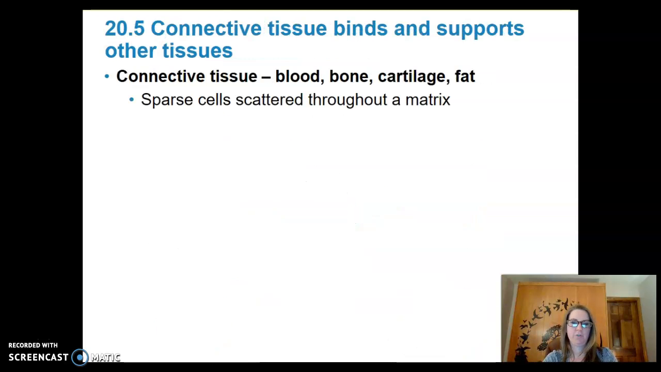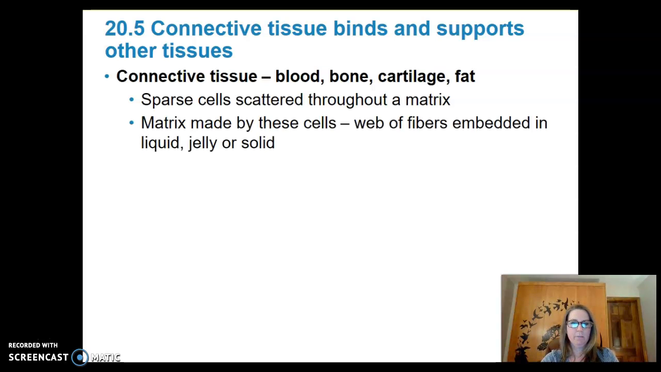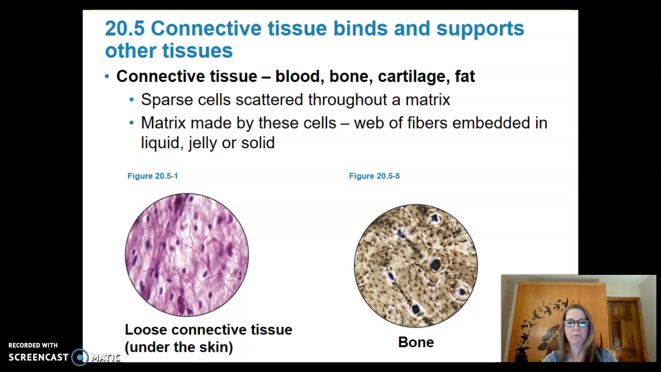Okay, connective tissue. So basically we define connective tissue as being sparse cells scattered throughout a matrix. So when I think about blood, most of the blood is going to be plasma, and then we're going to see certain fragments that are red blood cells, and even less white blood cells, and even less platelets. So you have red blood cells, white blood cells, and platelets basically being carried through a matrix we call the plasma. So we can see that the matrix can be a web of fibers embedded in liquid, jelly, or a solid. So a couple examples here.